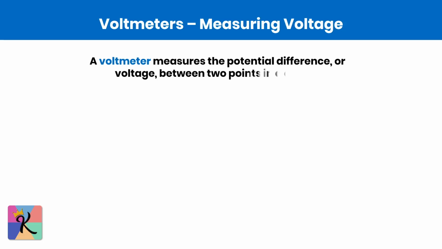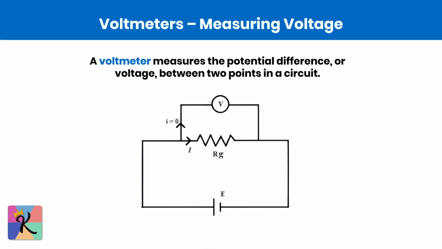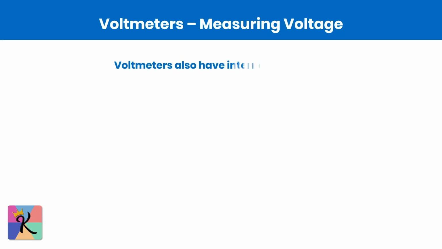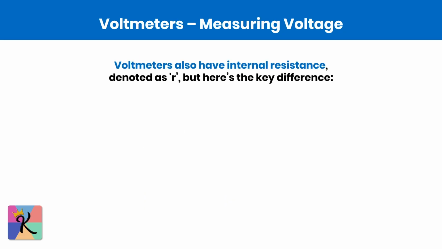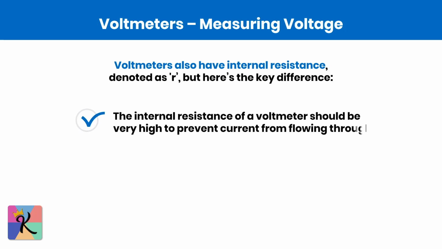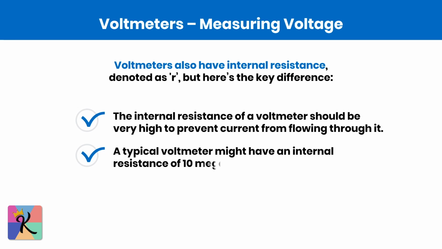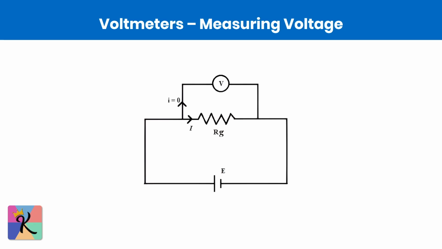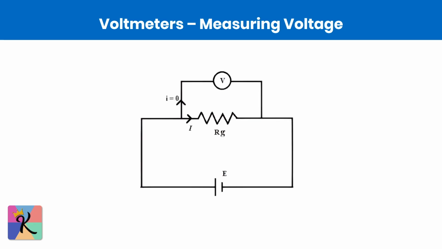Voltmeters, measuring voltage. A voltmeter measures the potential difference, or voltage, between 2 points in a circuit. Unlike ammeters, voltmeters are connected in parallel with the component being measured. Key concept: voltmeters also have internal resistance, denoted as R. The internal resistance of a voltmeter should be very high to prevent current from flowing through it. A typical voltmeter might have an internal resistance of 10 megaohms. This high resistance ensures that the circuit's behavior remains unchanged while measuring voltage.